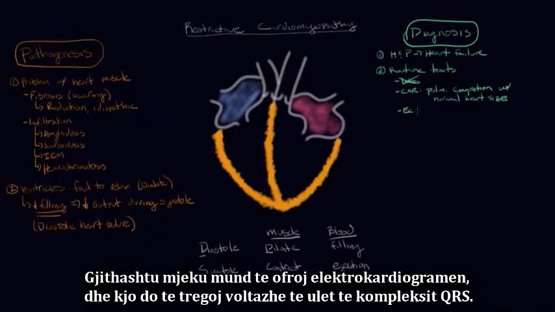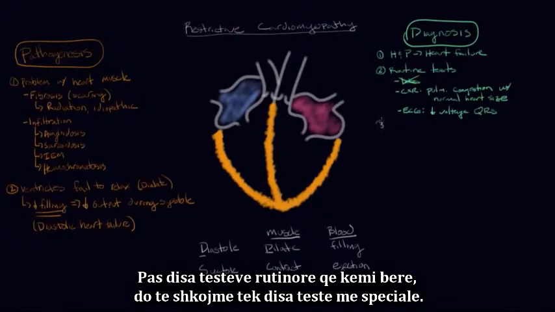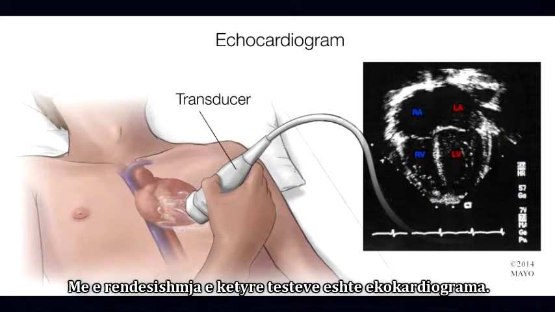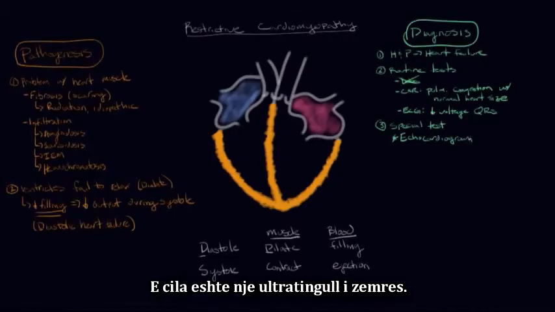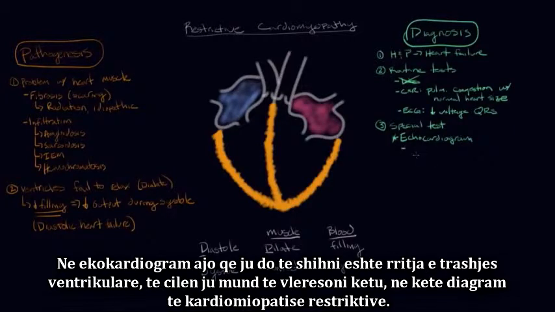And then a provider may also get an electrocardiogram or an ECG, and this is going to show low voltage QRS complexes. And now after some of these routine tests have been done, we'll go on to some more special tests. And the most important of these is the echocardiogram, which is an ultrasound of the heart. And in an echocardiogram, what you're going to see is increased ventricular thickness, which you can kind of appreciate here in this diagram of restrictive cardiomyopathy.